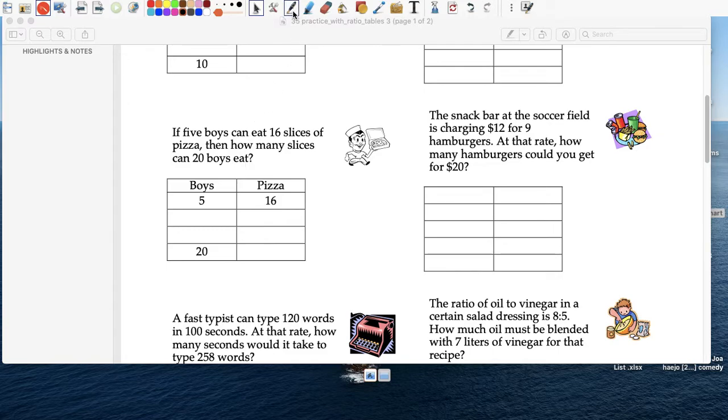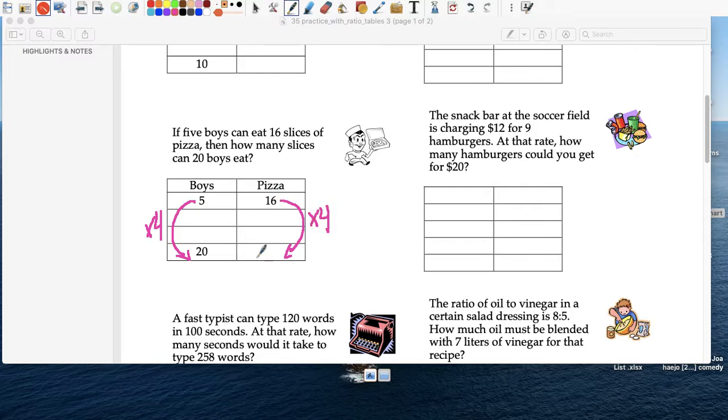5 boys can eat 16 slices of pizzas. 20 boys can eat how many pizzas? 5 niños comen 16 rebanadas de pizzas. 20 niños comen cuántos? So this one is not that. This one's pretty easy, right? So let's go straight. How does a 5 become a 20? ¿Cómo que el 5 se transforma en 20? Times 4.